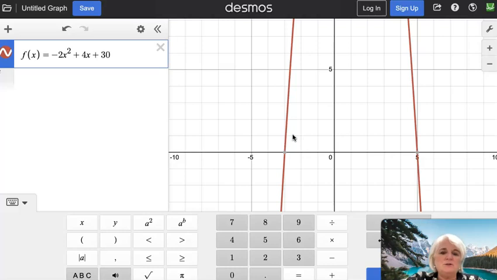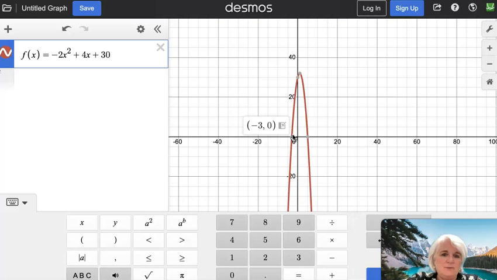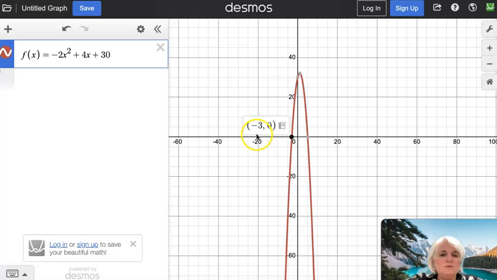So I'm going to put 2 fingers on my mouse and I'm going to move it upward. When I move it upward, I zoom out so I can see all of the graph. If I move it downward, I'll zoom in. Okay, but I want to see the whole graph and I want to see where does it cross the x-axis. So now if I put my finger pointer on that dot on the x-axis, it will give me the point. So it crosses at negative 3, 0.